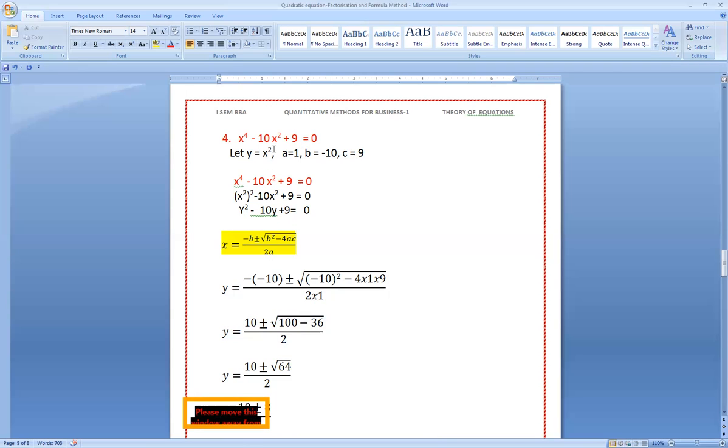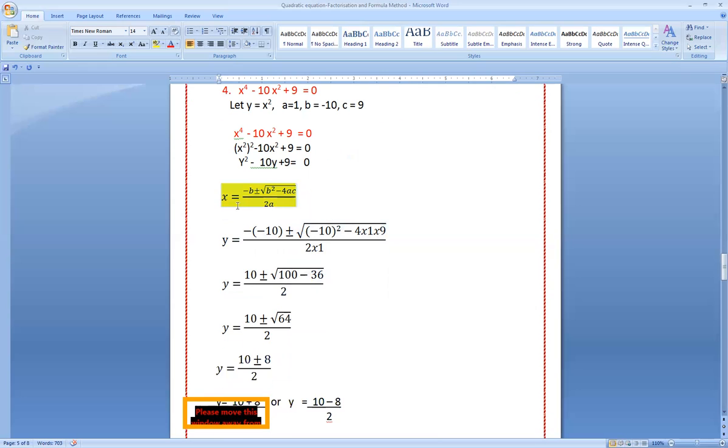Where there is x square, we can substitute the value of y. x to the power of 4 can also be written as x square whole square, 2 into 2 is 4. So x square whole square minus 10 x square plus 9 equals 0. Where there is x square, we are writing y, but one more square is there, so we have written it as y square, minus 10 into x square, which is y, plus 9 equals 0. Now we got it in quadratic form, but here we are not calculating the value of x, we are calculating the value of y. Then we should convert it into x later on.